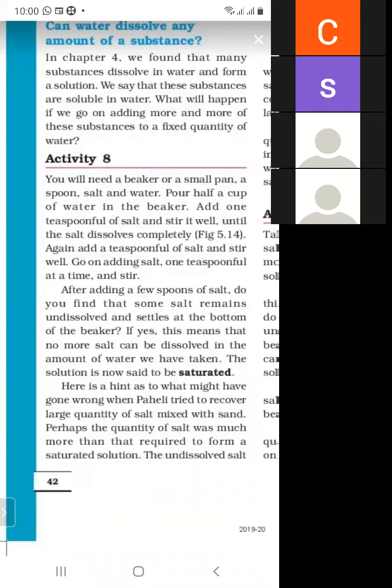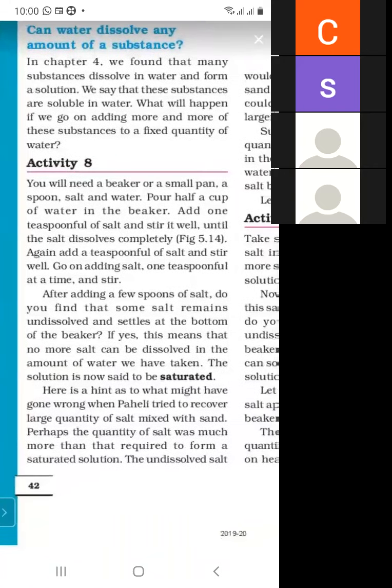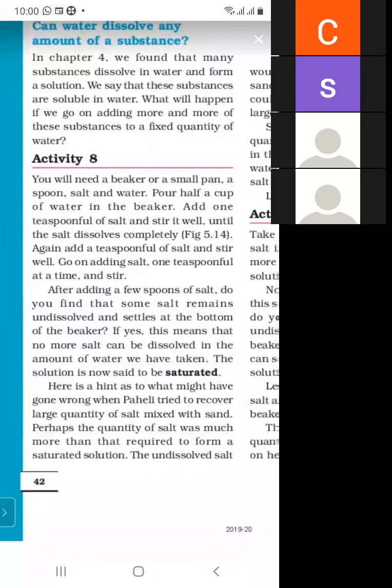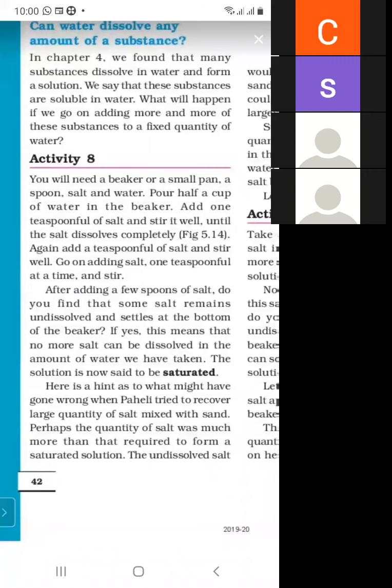If yes, this means that no more salt can be dissolved into water, then this type of solution is called saturated solution. हम पहले beaker लेंगे, beaker में अगर हम पहले पानी लेंगे, water लेंगे, then we will add some sugar into it or salt into it. And जब उसमें हम sugar और salt डालेंगे, then we will dissolve it with the help of spoon. When all the salt or all this substance is dissolved into the water, and then we will add more salt, then this will not dissolve into the water.